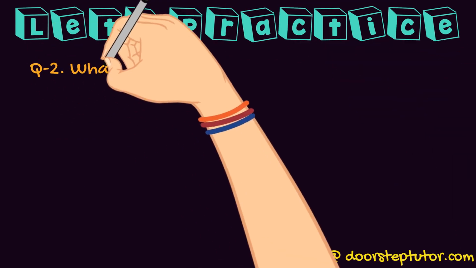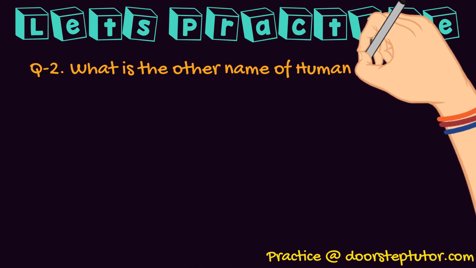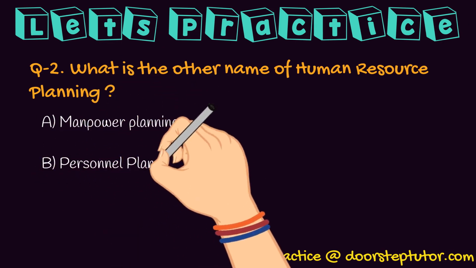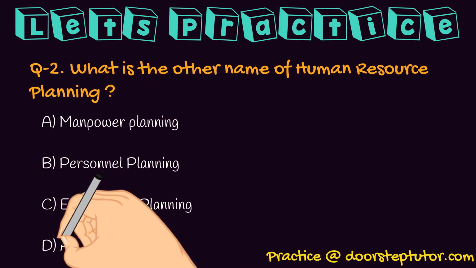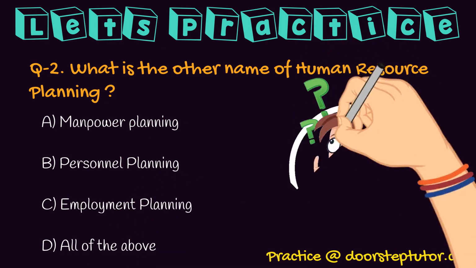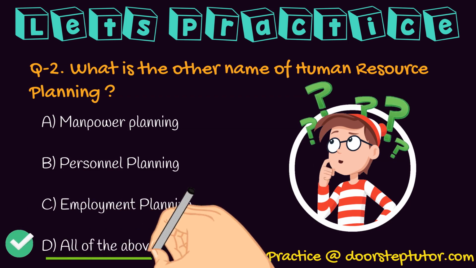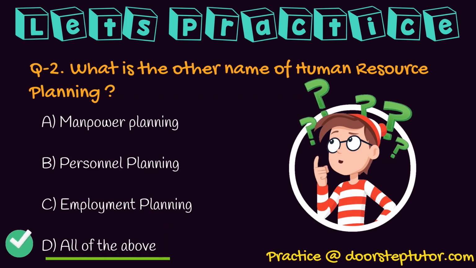Okay, then what is the other name of human resource planning? Manpower planning, personnel planning, employment planning, all of the above. See, these are all names of human resource planning. Remember, okay, they can ask you any name, so you have to remember every name, right?